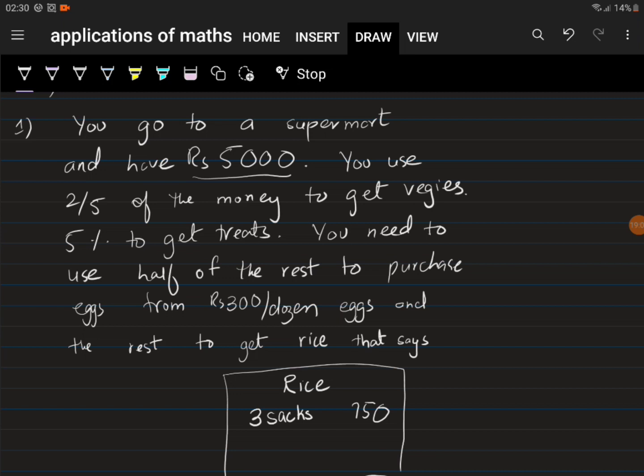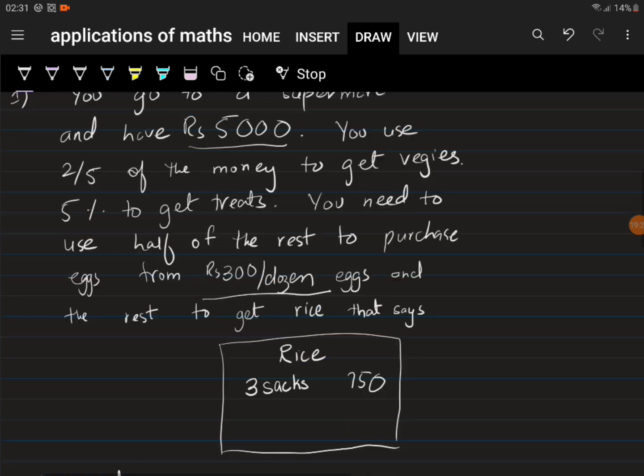And then, okay, what does the question say? Okay, to get veggies, 5% to get treats. Okay, 5% of 5,000. Okay, to get treats, you need to use half of the rest to purchase eggs from 300 per dozen. What does that mean? They're like, well, we didn't actually explain to you about the rates. And he's like, rates? And like, okay, start solving this and we'll help you.